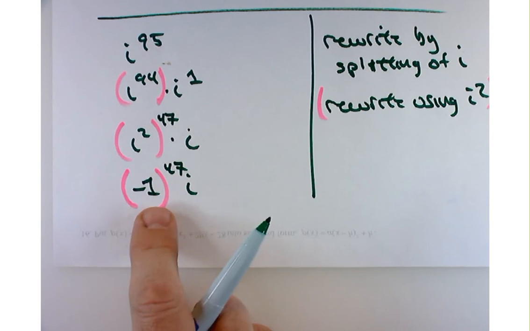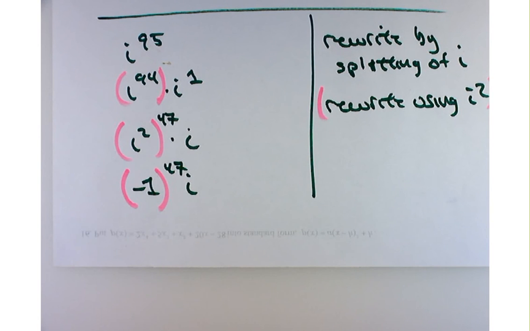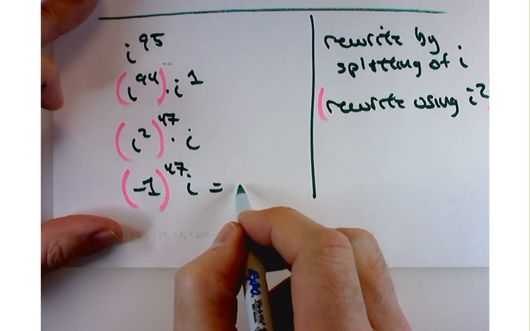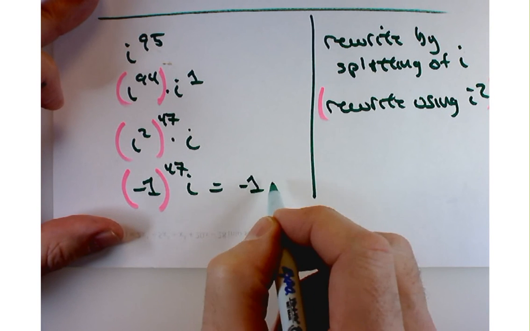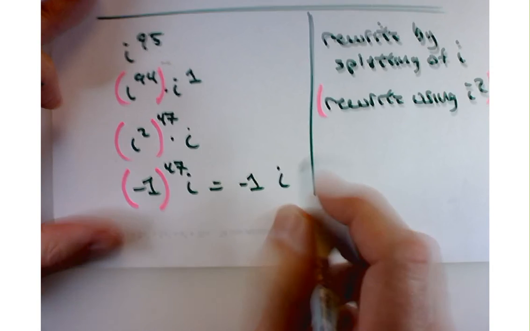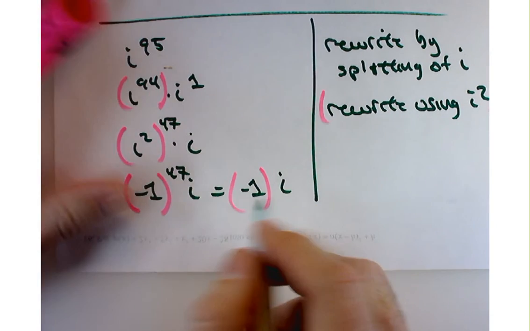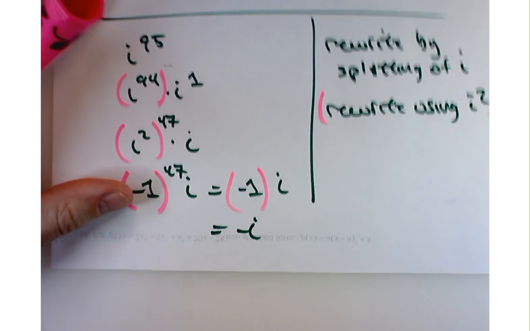Which then gives me negative 1 to the 47th power, which is what? It's just negative 1. By our rule up above, negative 1 times i is negative i.